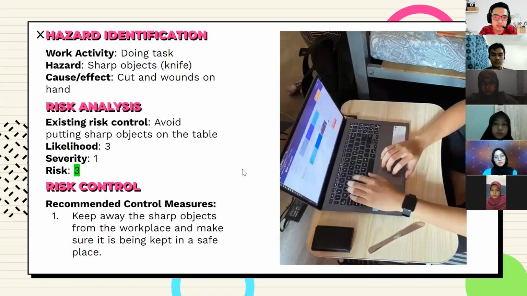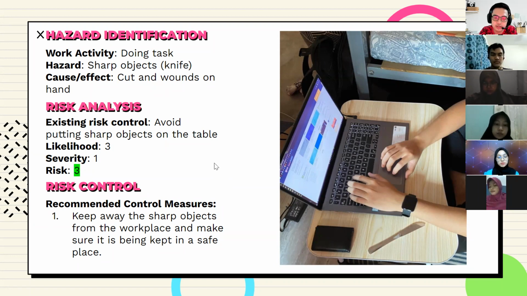All right, so the last one is a picture of a student doing an assignment with a butter knife on the side. The work activity is that the student is doing a task. The hazard is sharp objects, specifically a knife. The cause or effect on the student is cuts and wounds on the hand. Based on the risk analysis conducted, the existing risk control is to avoid putting sharp objects on the table.